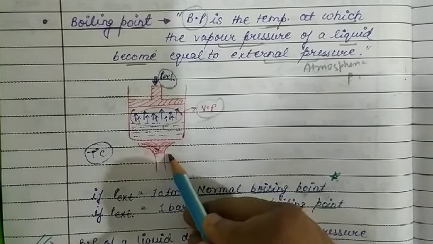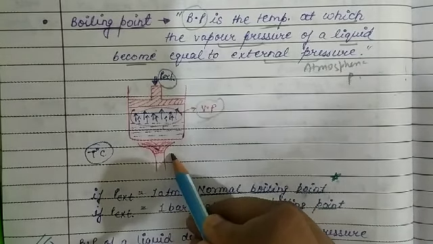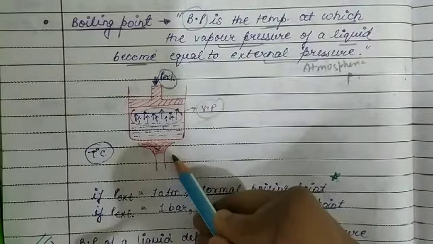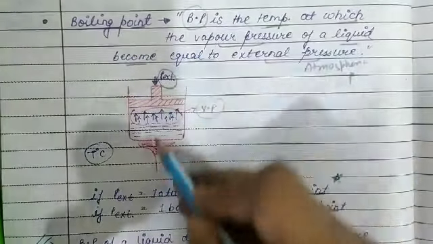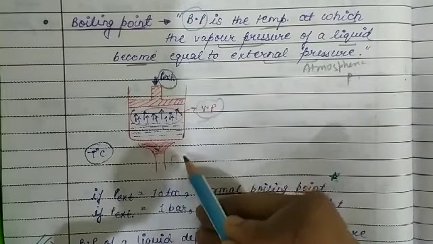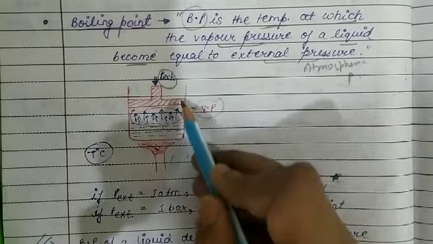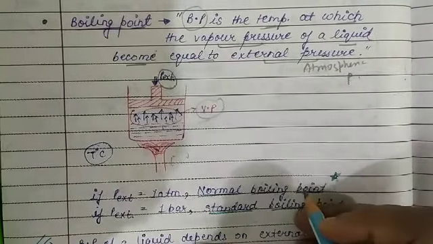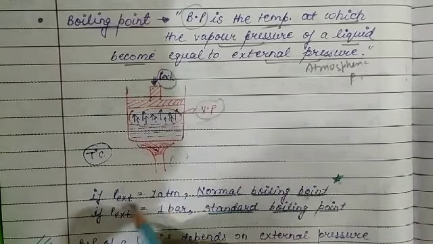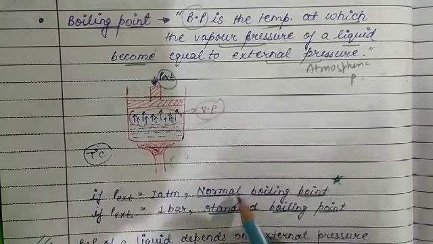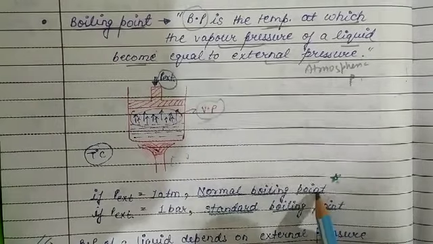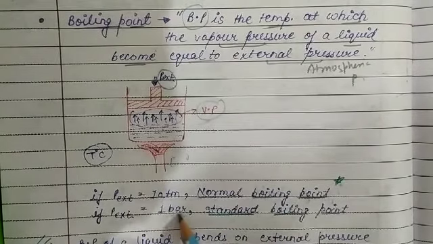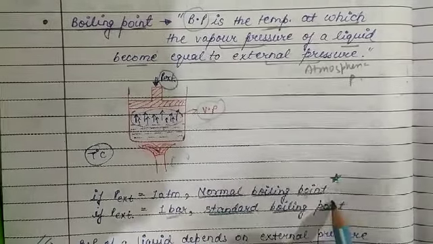When the temperature becomes equal to the boiling point, at this temperature the vapor pressure of the liquid becomes equal to the atmospheric pressure or external pressure. If external pressure is equal to 1 atm, then we call it the normal boiling point, while if external pressure is equal to 1 bar, then we call it the standard boiling point.